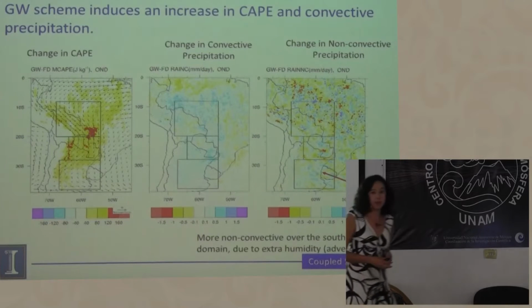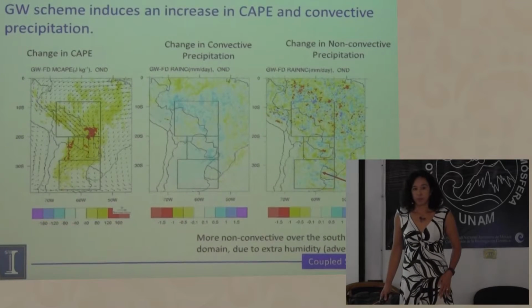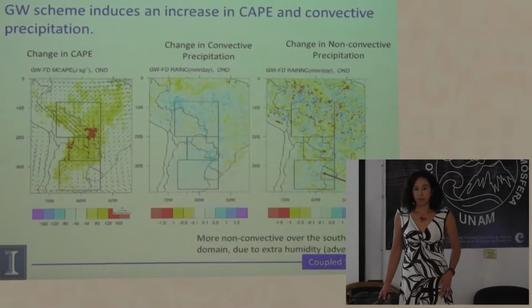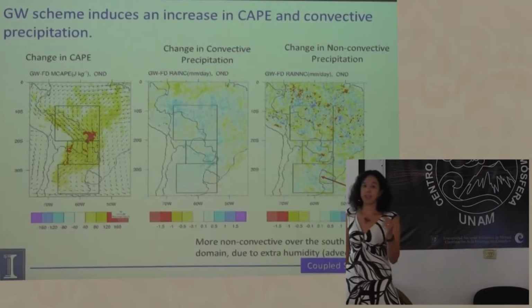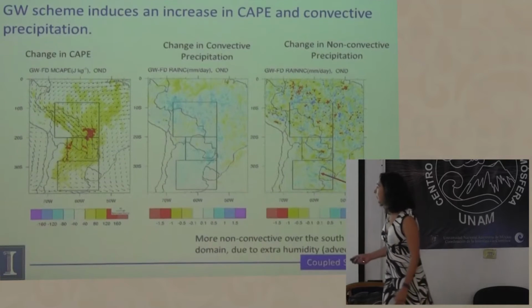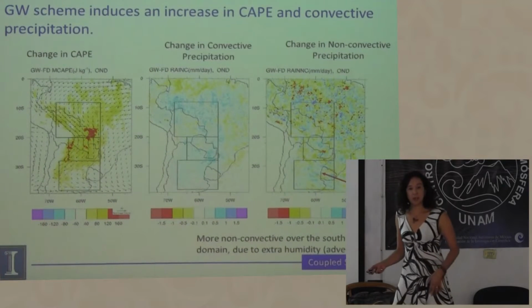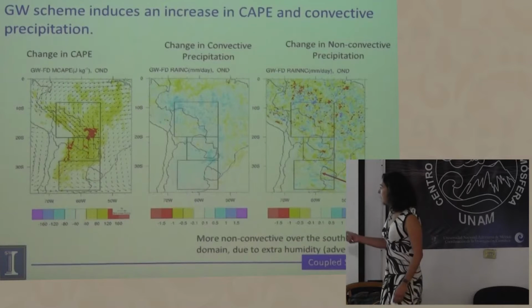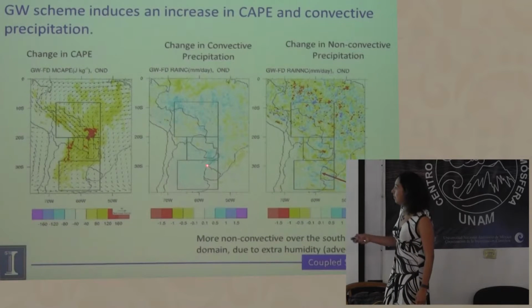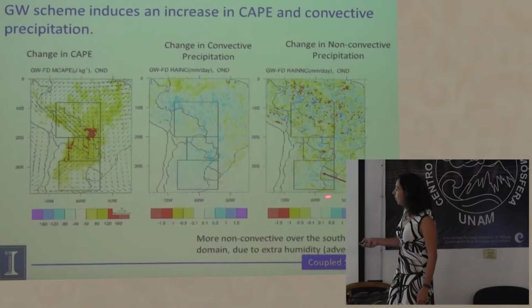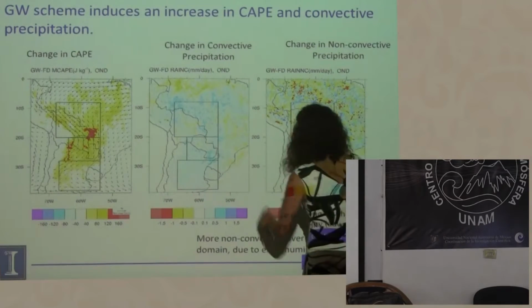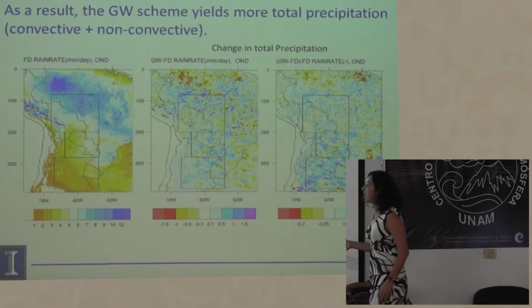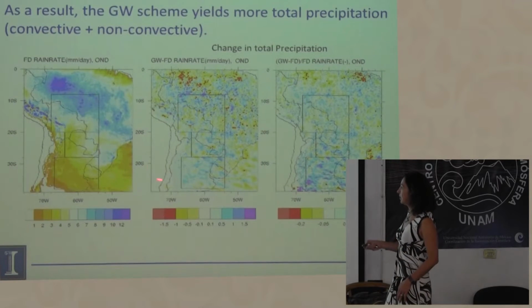Yes, Ben? I think I missed it, but you're running the simulation at a resolution with parameterized convection? Yes, parameterized convection, yeah, because it's 20 kilometer resolution. So in this region you have more convective over here, but more non-convective here. When you add these two together, the convective and the non-convective, you get the full signal of precipitation.